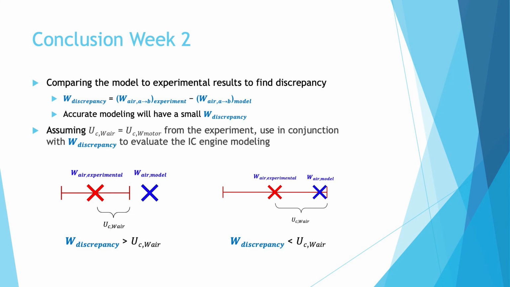The first being that we have a large uncertainty and that our instrumentation is not good for the way we are trying to measure the experiment. The other conclusion is that if the uncertainty of work from air is small, then our instrumentation is good for the experiment, and W discrepancy falls within this and represents a good model for our experiment.